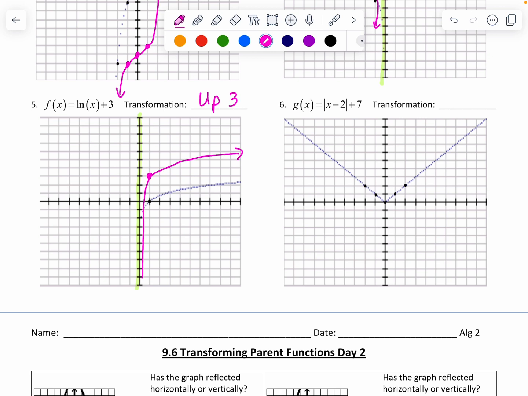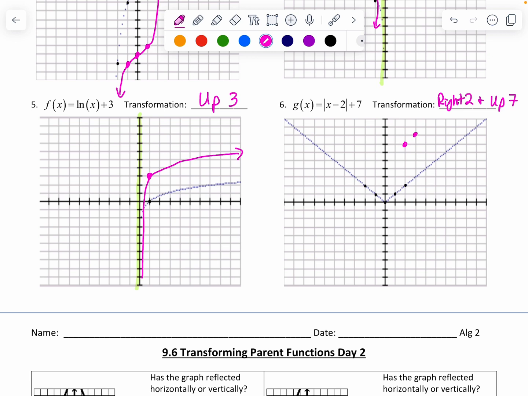Finally, we have an absolute value function. This one's got 2 transformations going on. So that minus 2 is telling me to the right 2. And the plus 7 on the outside is telling me up 7. So each of these points is going to go to the right 2 and up 7. So I'm going to start with the middle. So it's going to go to the right 2 and then up 7. 1, 2, 3, 4, 5, 6, 7.